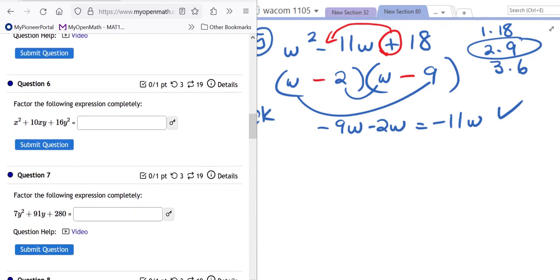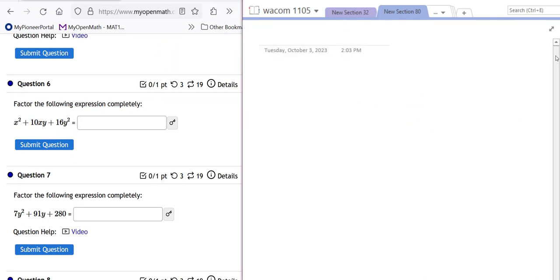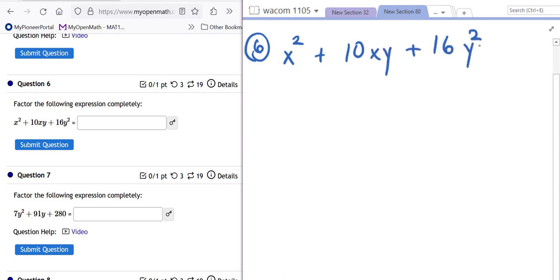All right, the next one has an extra variable in it. So x squared plus 10xy plus 16y squared. Right? It is 3 terms though, so it's going to be a FOIL or backwards FOIL. Put those. Go ahead and do your signs. It ends in plus, so it says the signs are alike. Look back here, this is what they'll be. So they're both going to be plus.